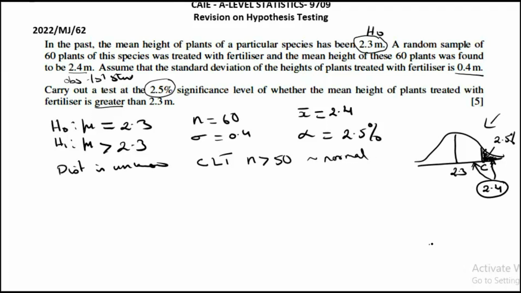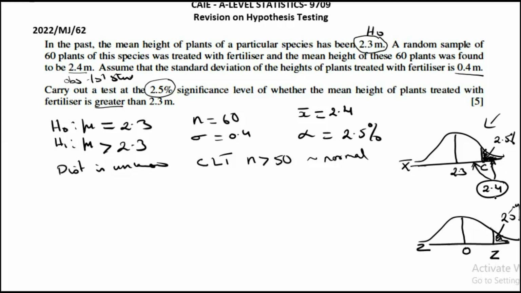Now to do this, we need to take the help of the standard normal distribution. Now we know that this distribution is drawn based on X bar. So the standard normal distribution is drawn based on C. When it is standard normal distribution, 2.3 becomes 0, and the boundary line over here is converted to Z. The percentage is the same, 2.5%. So we are trying to locate where this 2.4 is.